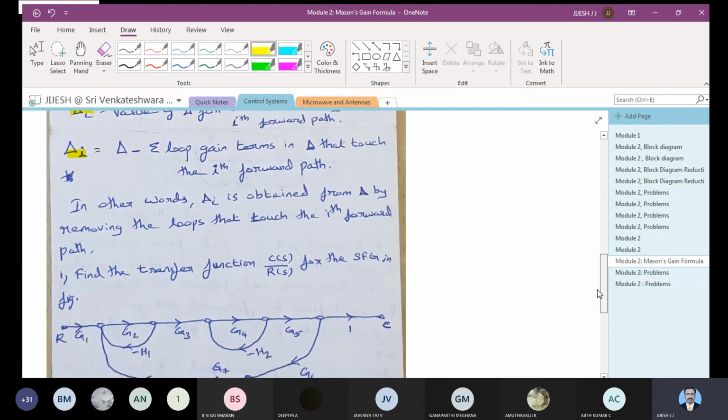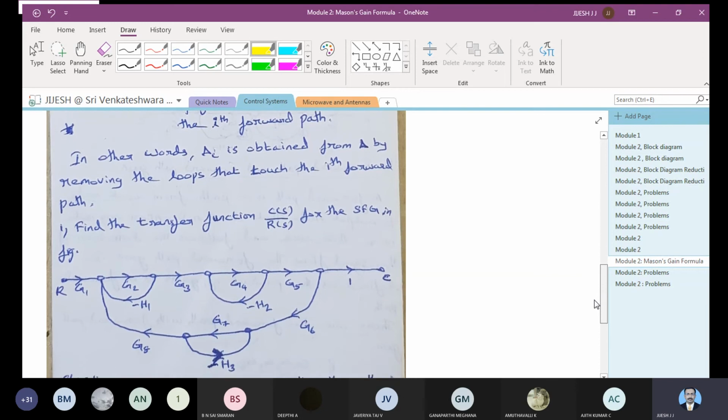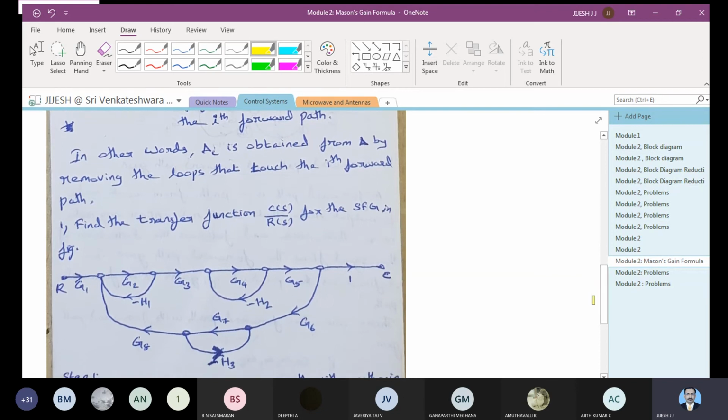You can just write this problem. Let us see how many steps we can complete by today. We will again continue the problem in the next class as well. So this is the first problem. So understand this problem carefully. So first draw this diagram.